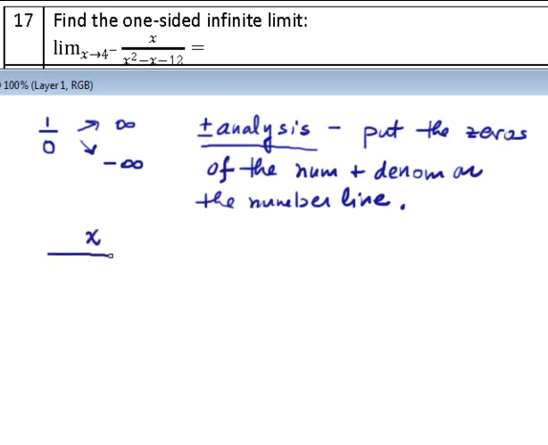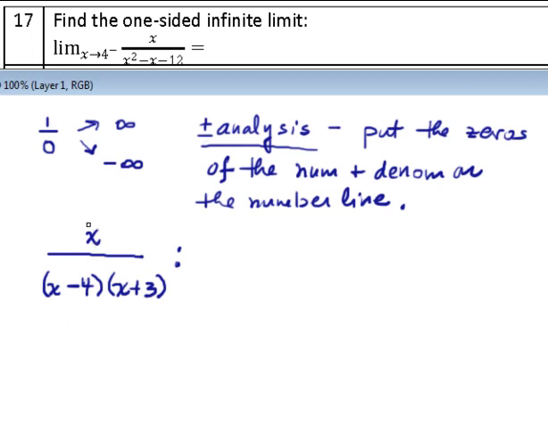Okay, in other words, let's factor this. So x squared minus x minus 12 factors into x minus 4, x plus 3. So this rational function can change sign when x is 0, that's the 0 of the numerator, when x is 4, the 0 of this factor, or when x is minus 3. In between, the sign stays the same. Alright, it's not hard to see why that's true if you just look at this function carefully.